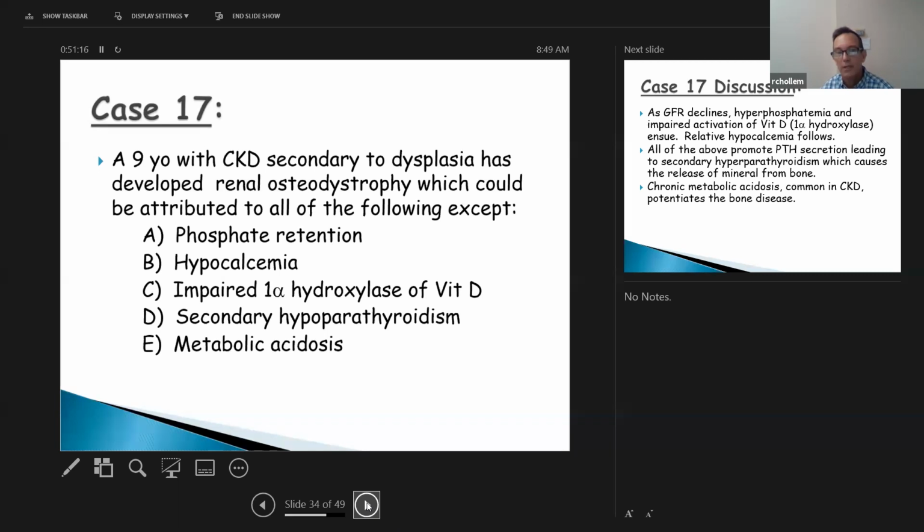So as GFR declines, what happens to your 1-alpha hydroxylase mechanism? Your ability to activate vitamin D goes down. And as a consequence of not having enough D, you get what? That's exactly right. But what is the immediate effect of not enough D? Just like our baby earlier with the nutritional D. Hypocalcemia. So if you just know that, you've ruled out 2 of them.